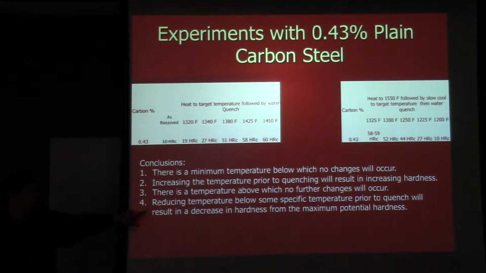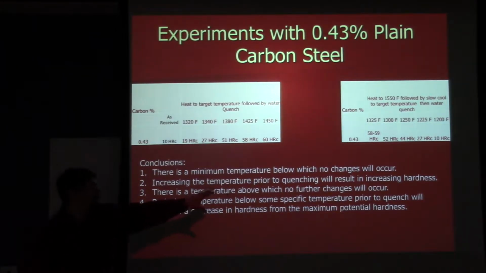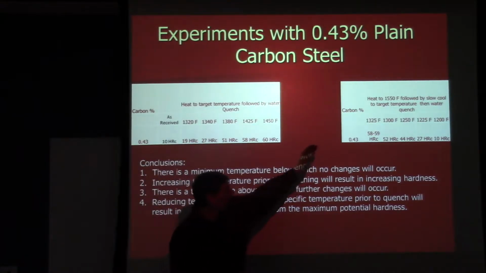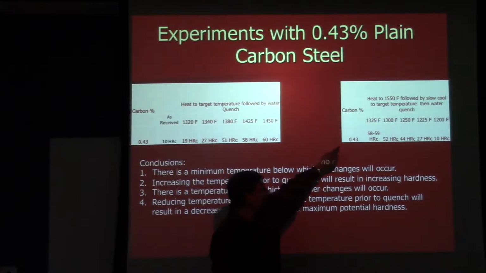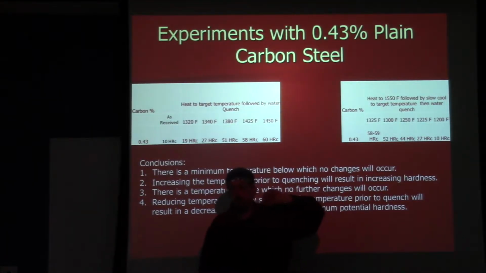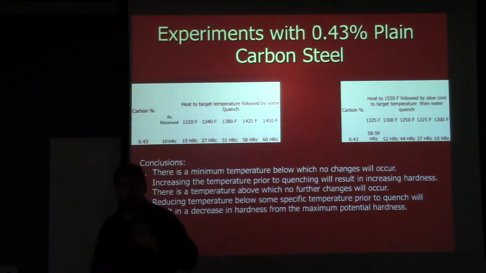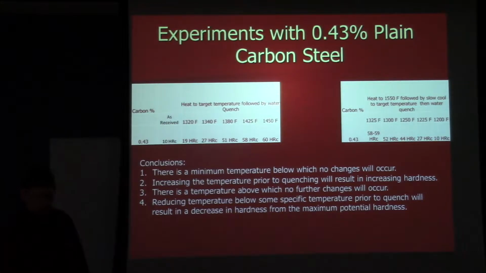And then reducing the temperature below some specific temperature prior to quenching will result in a decrease in hardness from the maximum potential hardness. So that was the second half of his experiment. We see this over here. Heats to 1550 and we slow cool to varying temperatures, and we see that we're getting decreases in hardness as we go to lower and lower temperatures before we quench. And we also saw that there were microstructural changes that went along with that.